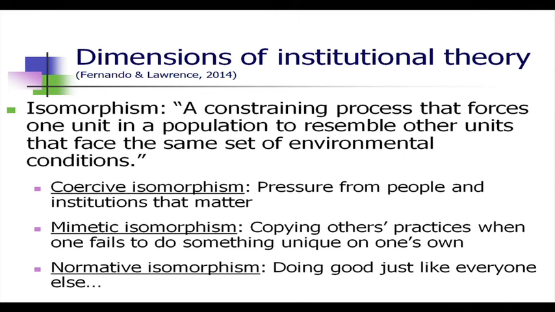One is coercive isomorphism: pressure from people and institutions that matter. People demand something. People say, do not do this. The community says, if you do this, we will take further action. That is coercive isomorphism, which means if you do not conform to what is going on, there could be serious consequences.